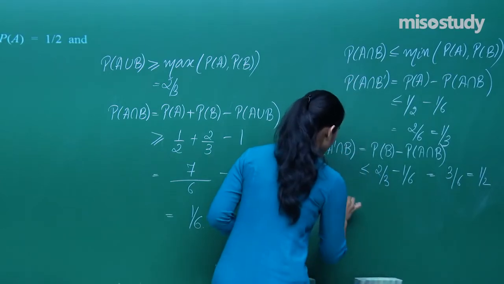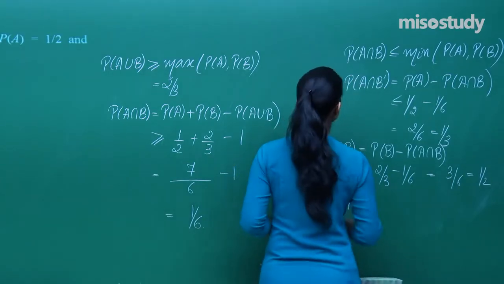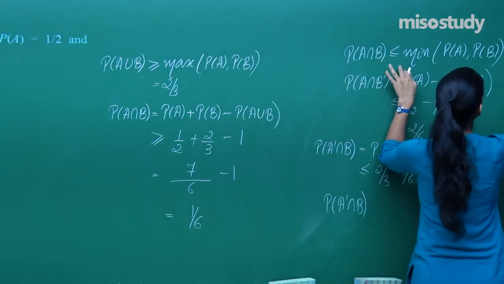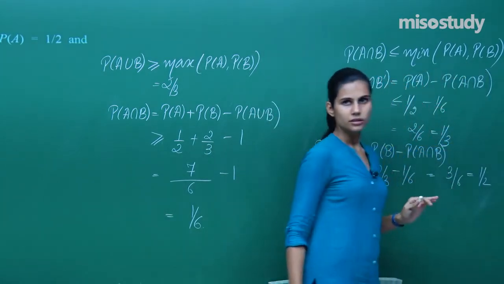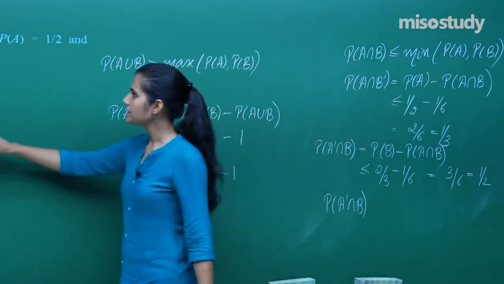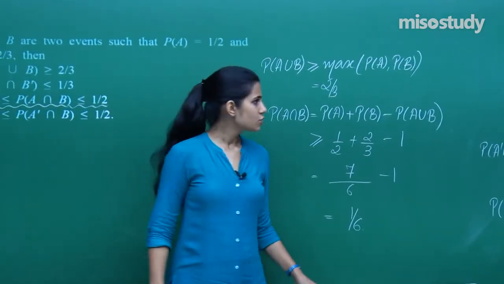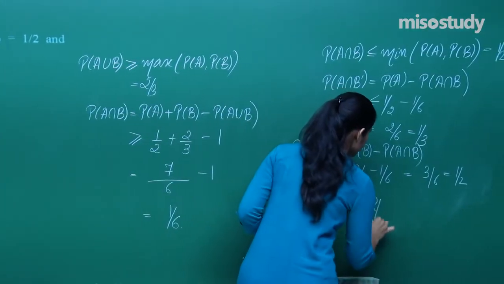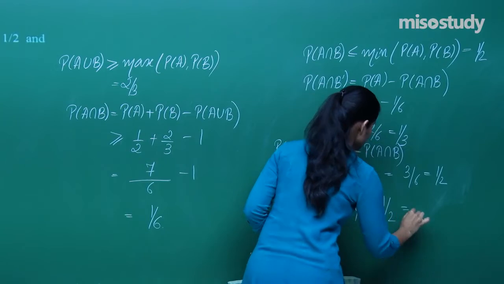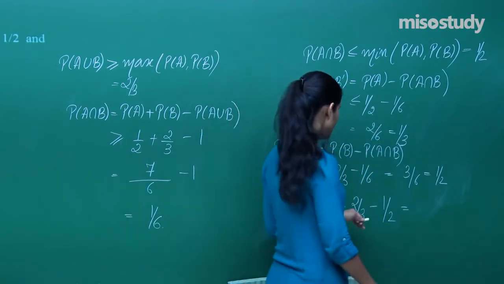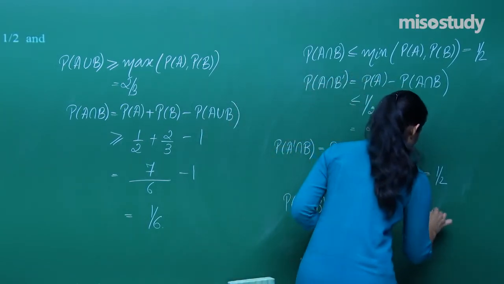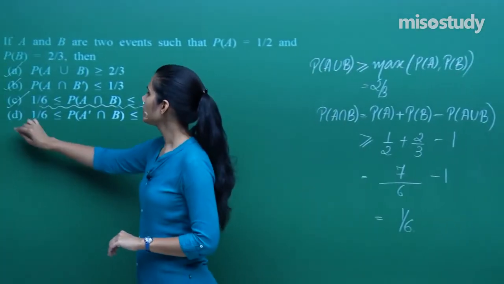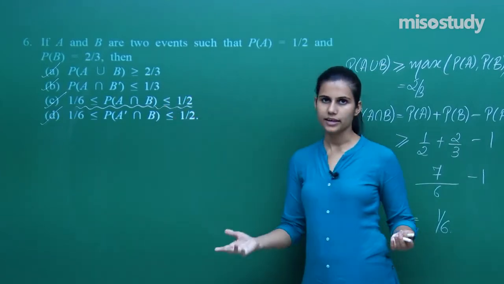Moreover, probability of A' intersection B, probability of A intersection B is less than or equal to 1 by 2. Right, probability of A intersection B is less than or equal to 1 by 2. So minus of it is greater than or equal to minus 1 by 2. What is this? 4 minus 3, that is 1 by 6. So this is greater than or equal to 1 by 6 and less than or equal to 1 by 2. Yes, so all the 4 options are correct.